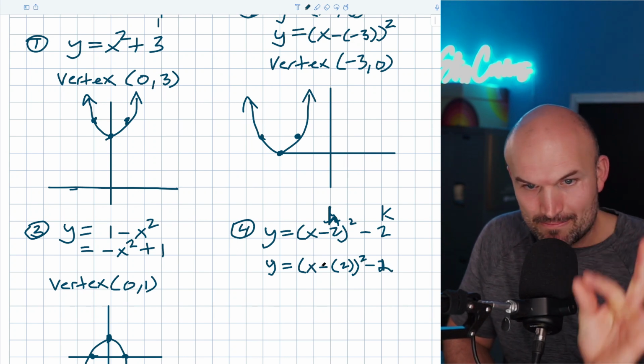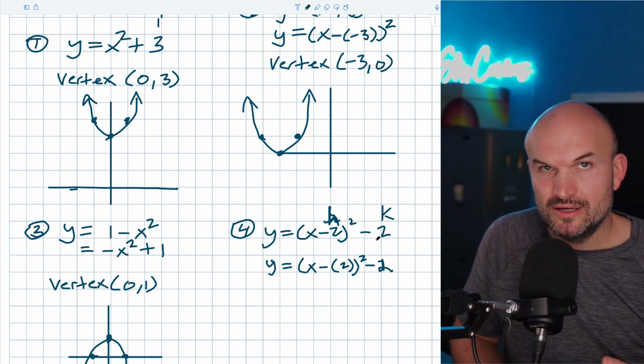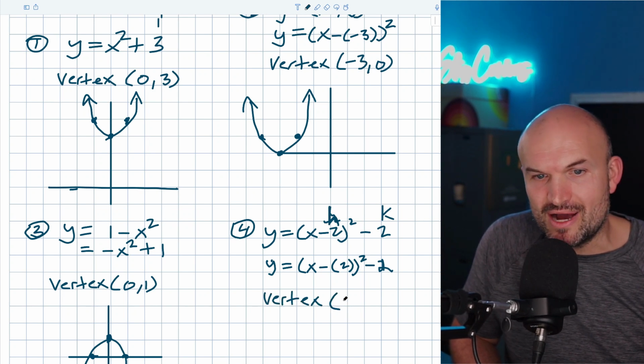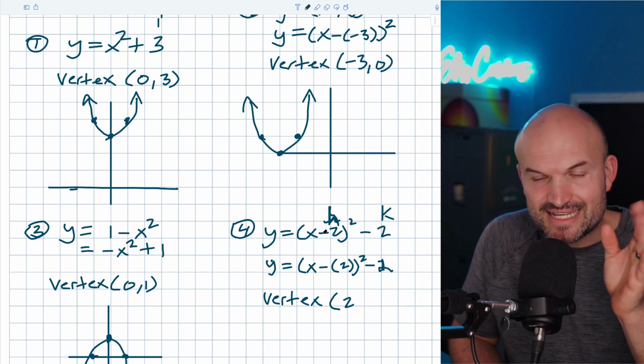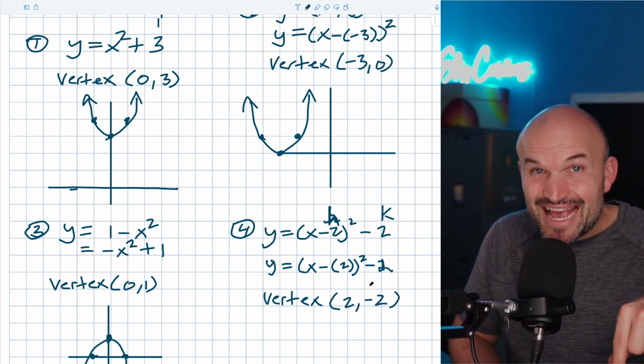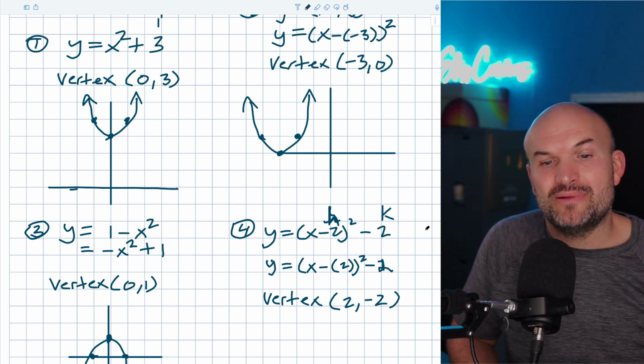But see how it's x minus h, so h is equal to 2? I really want you to understand that, because when I write the vertex, a lot of students get confused and ask, why is it a 2? It's a negative 2. No. It's x minus h. So it says (2, -2). My k is negative. My h is actually positive.